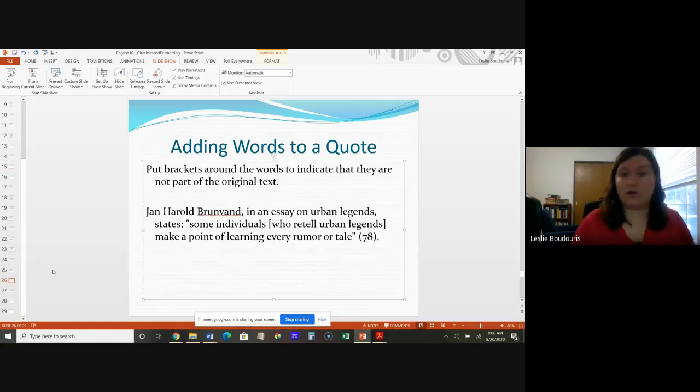I see this in news articles quite often. That's one of the many places I see it. You could put brackets around it.